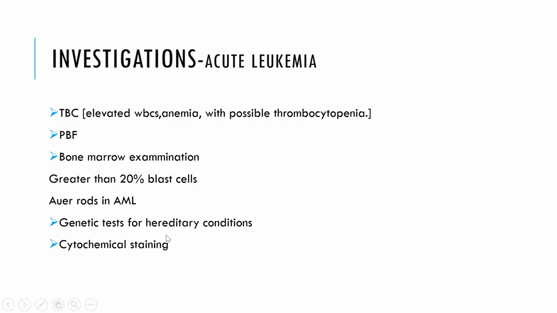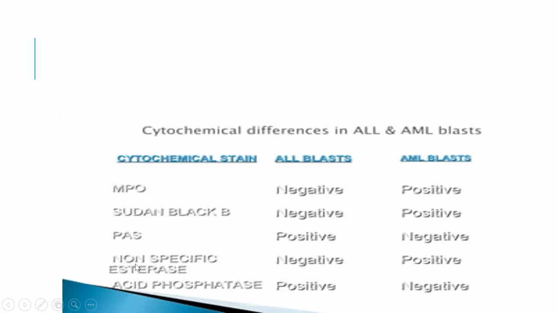And then there's also genetic tests because it may be hereditary. And there's also cytochemical staining. What is important is that you know that for AML, it's positive for Sudan black dye, and also it's esterase positive. Make sure you know that. And for all of them, they're PAS positive.